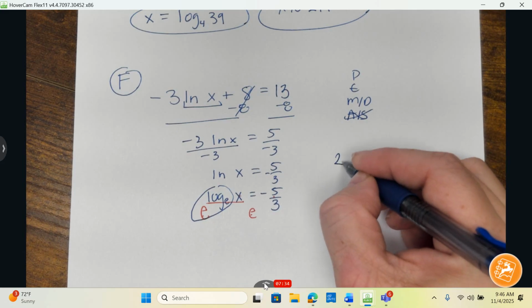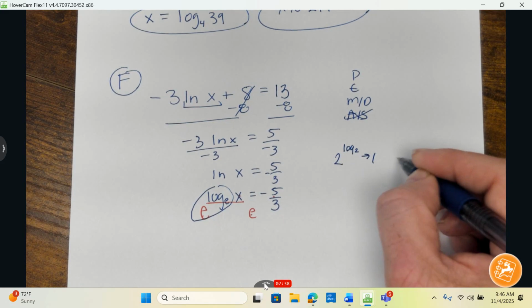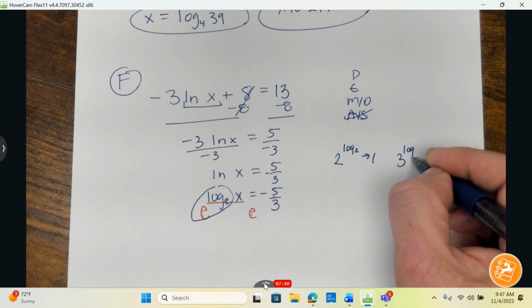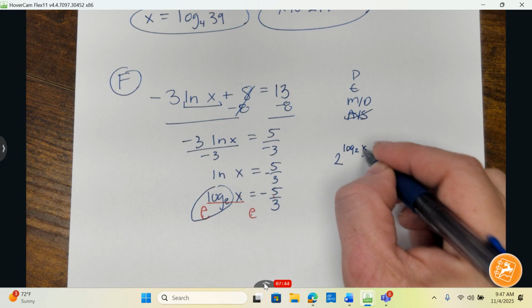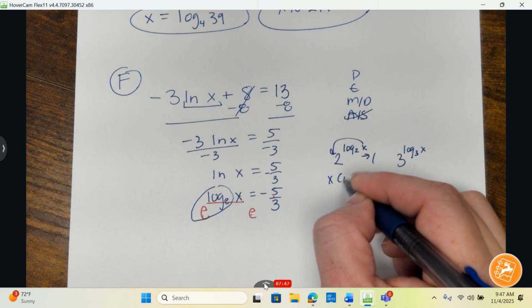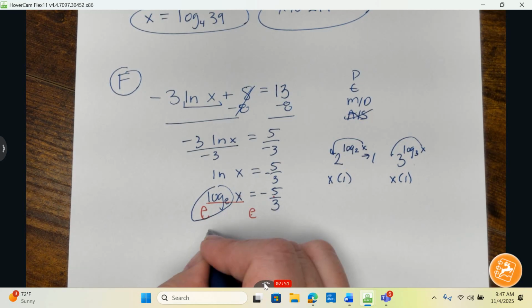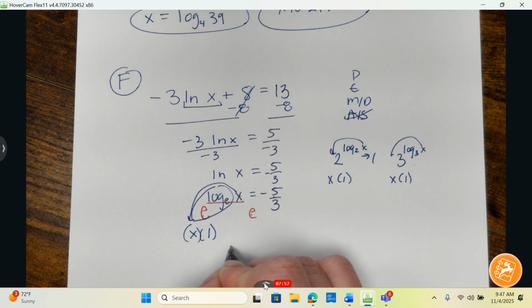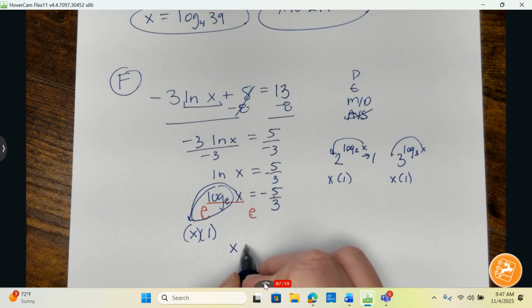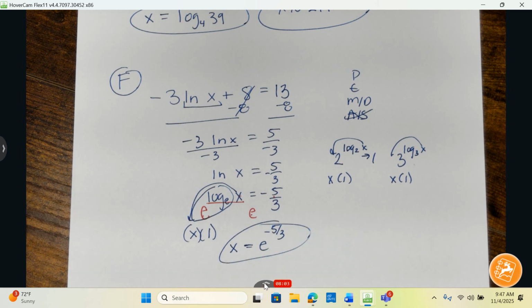So if I ever said 2 raised to the log base 2, it simplifies to 1. 3 raised to the log base 3, it simplifies to 1. And whatever is directly behind it, in this case the x, just becomes x times 1. The same thing here. This simplifies to 1, and the x comes down in front. So I have x times 1 on the left-hand side, which is known as x, and that is equal to e raised to the negative 5/3. This is your exact answer.